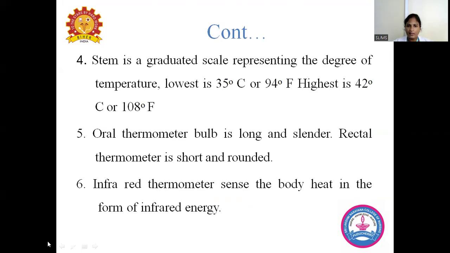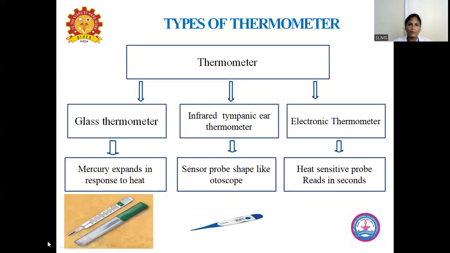The lowest is 35 degrees Celsius or 94 degrees Fahrenheit. The highest is 42 degrees Celsius or 108 degrees Fahrenheit. The oral thermometer bulb is long and slender. The rectal thermometer is short and rounded. The infrared thermometer senses body heat in the form of infrared energy.